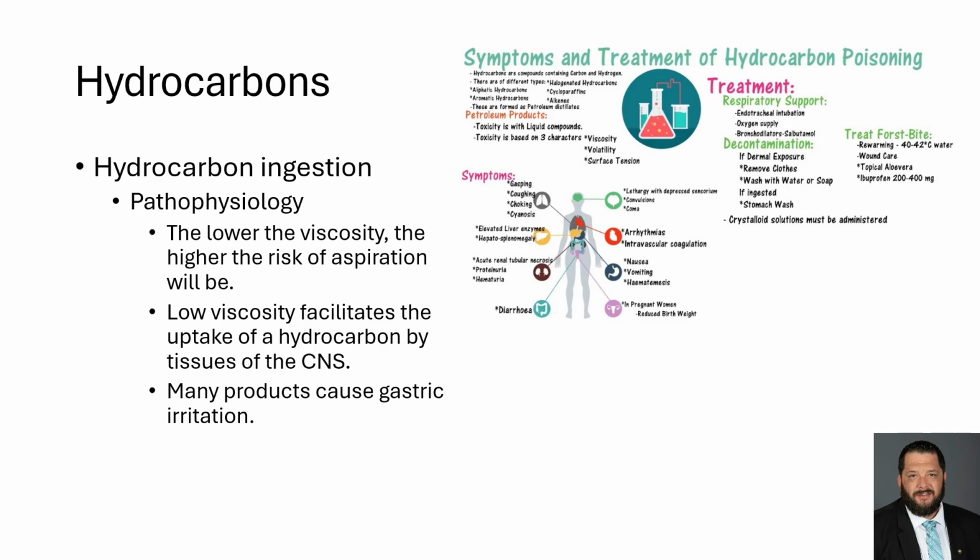The toxicity of the hydrocarbon is going to be based on three different characteristics: the viscosity or thickness, the volatility of the substance, and its surface tension. The lower the viscosity of the hydrocarbon, the higher the risk of aspiration will be. And lower viscosity hydrocarbons tend to facilitate the uptake into the central nervous system, and they may produce gastric irritation as well.